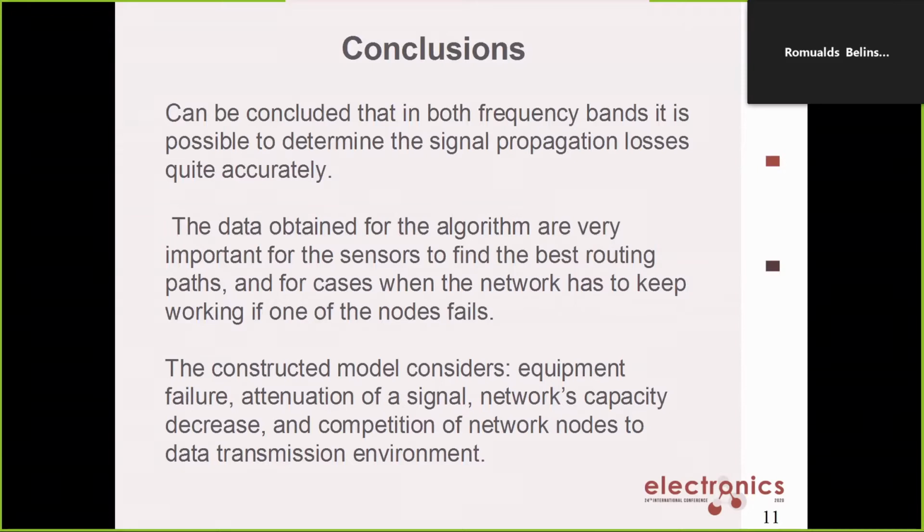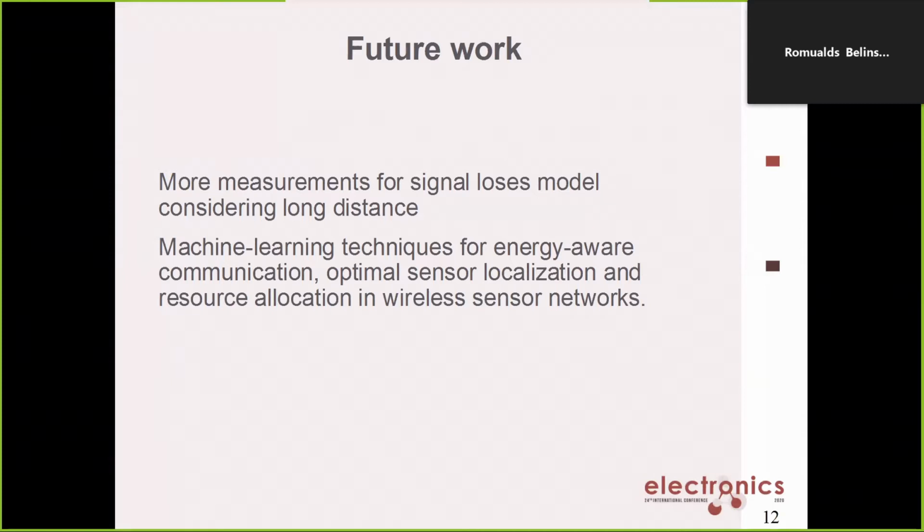And our models are universal and can be used to solve various problems related to the design of various sensor networks in buildings. And in future, we will use more measurements for the signal loss model concerning longer distances and more obstacles in buildings. We will consider machine learning techniques to solve problems such as energy wave communication, optimal sensor localization and resource allocation in various sensor networks. Thank you for your attention.